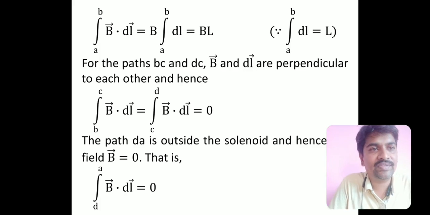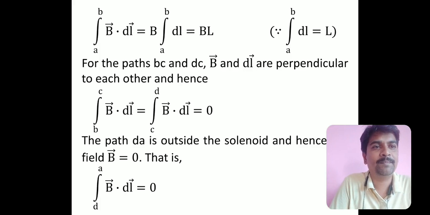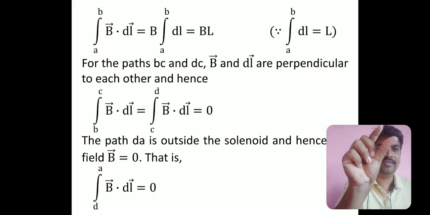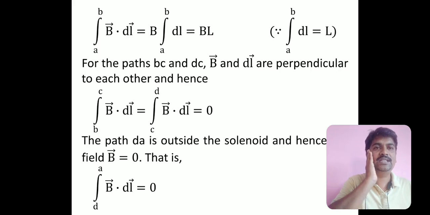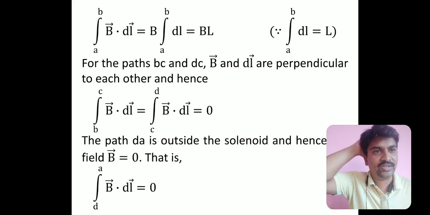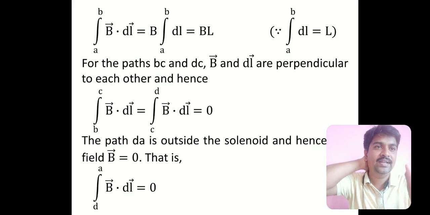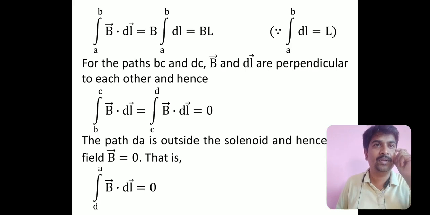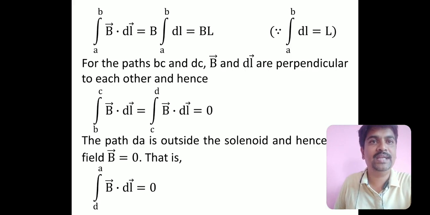B I can take out of the integral because the magnetic field is the same inside the solenoid. So it is B times the integral from A to B of dl. The integral of dl from A to B is what we need to calculate now. It is simply the length of the solenoid, the length of the rectangle which I imagined. So therefore it is B into L.